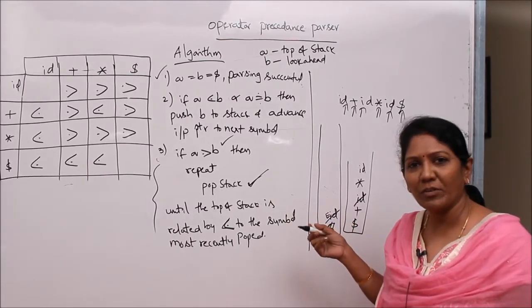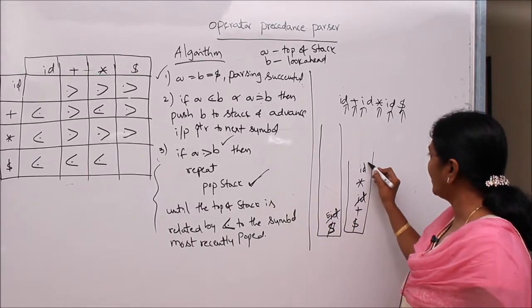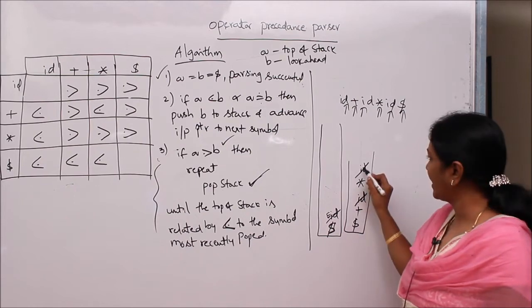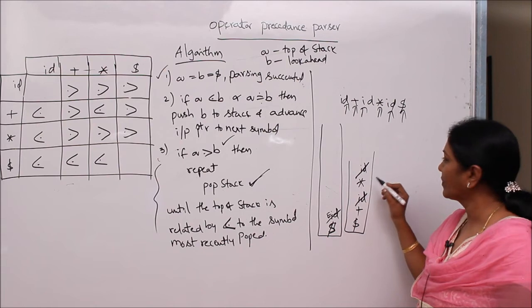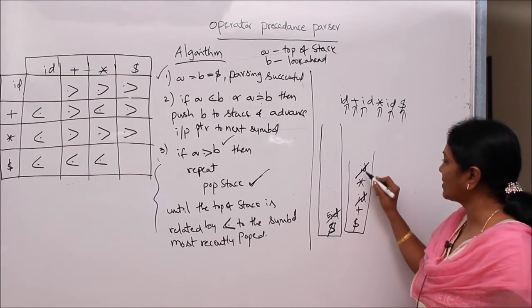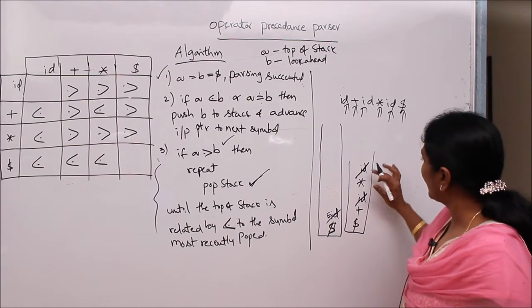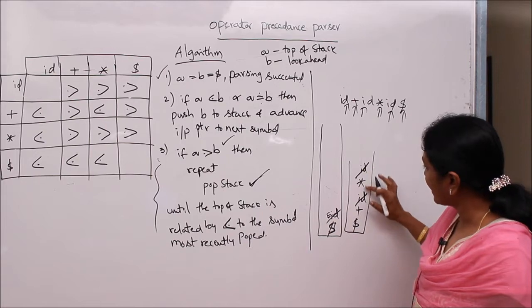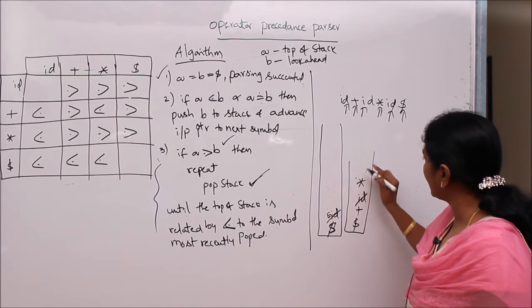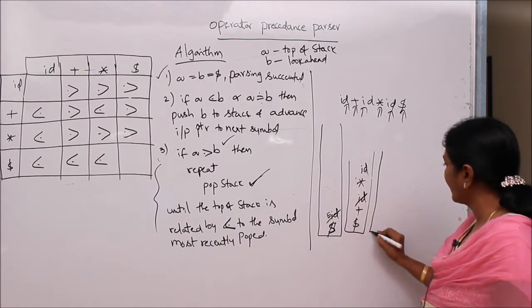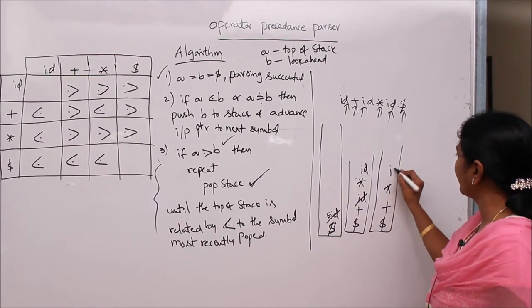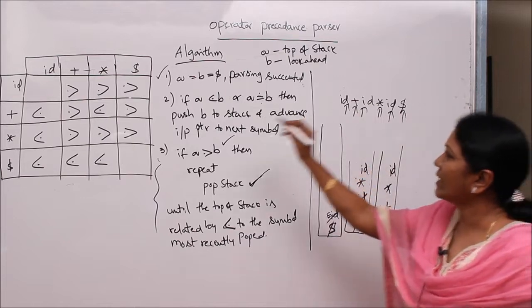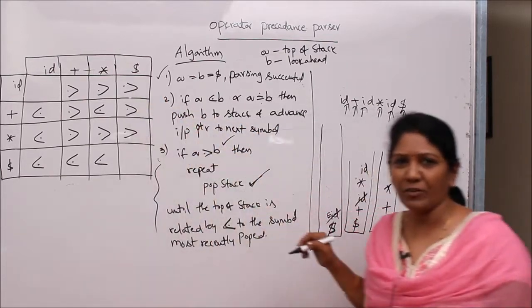How do we perform the reduce action? For the reduce action, take out the symbol, pop off the symbol, and then compare this with star. Star on ID is what? See, now you actually have ID, star, plus. If I reread the stack contents here, we have dollar plus star ID. No doubt ID on star is greater, that means a reduce action.